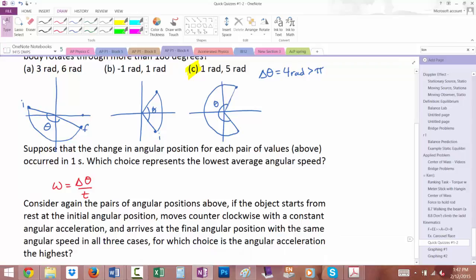Boards up, let me see. All right. Looks like you all agree on number 2. Suppose that the change in angular position is the same. So all you're doing is delta theta over delta t. Which one has the smallest delta theta? It's got to be the same deal, yeah?